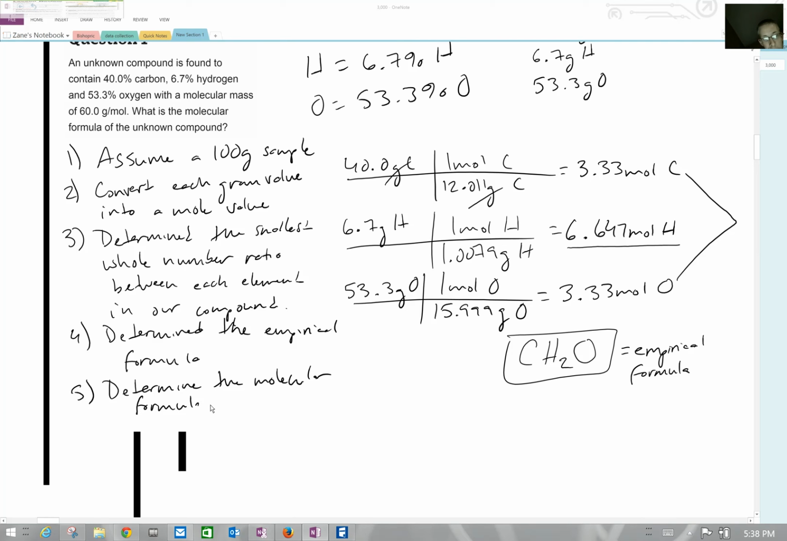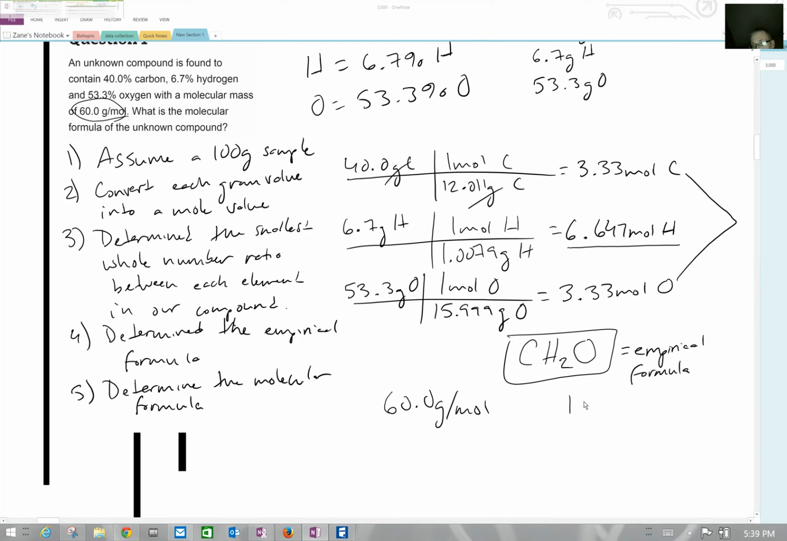Now the way we do this, up here they gave us the molar mass of our mystery compound, which is 60.0 grams per mole. Okay? So 60.0 grams per mole, that would be the molar mass of our molecular formula's elements added up. So to figure out basically what the multiple is to get up to our molecular formula, we need to take the molar mass of our empirical formula, CH2O. Okay? So let's go ahead and figure out the molar mass of our empirical formula.